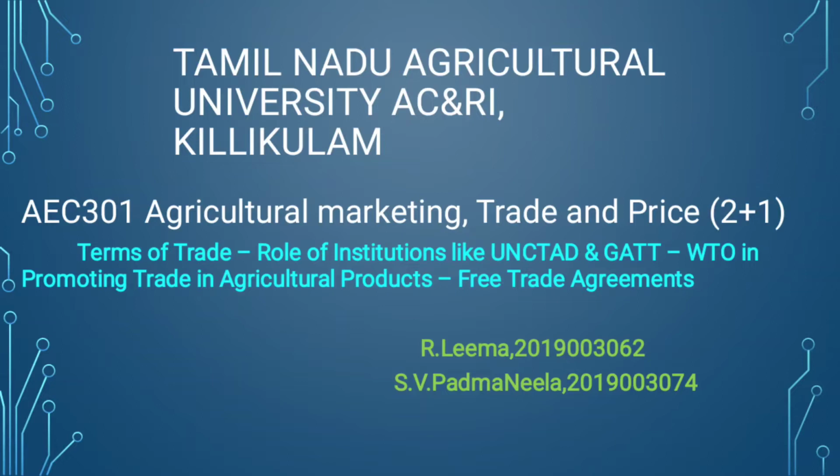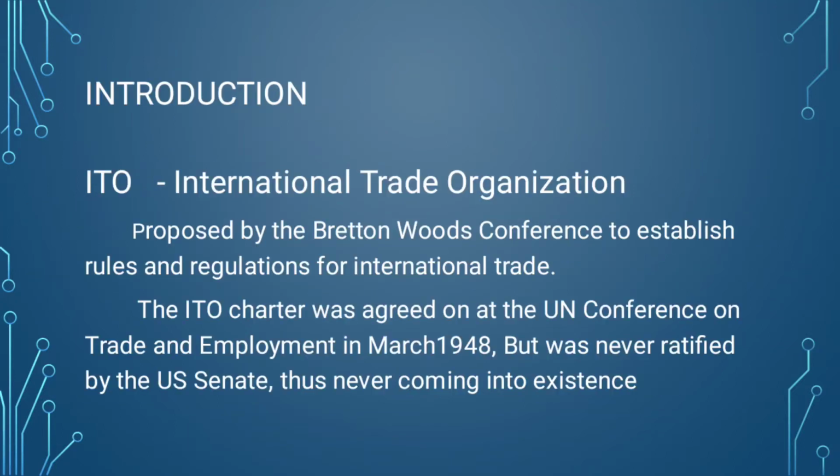Our topic is terms of trade, roles of institutions like UNCTAD, GATT and WTO in promoting trade in agriculture products, and free trade agreements. Now let us see what is meant by terms of trade. Terms of trade is generally referred to as the ratio between the export trade price and the import trade price.